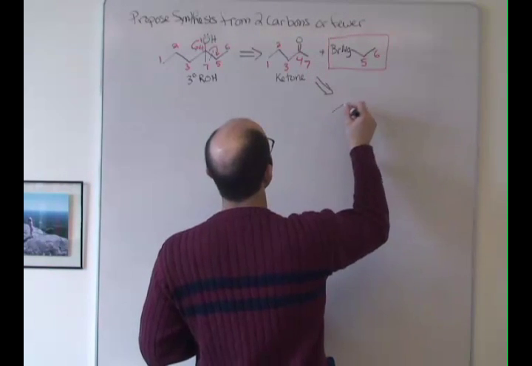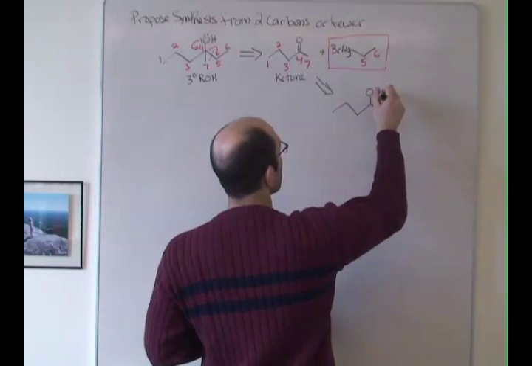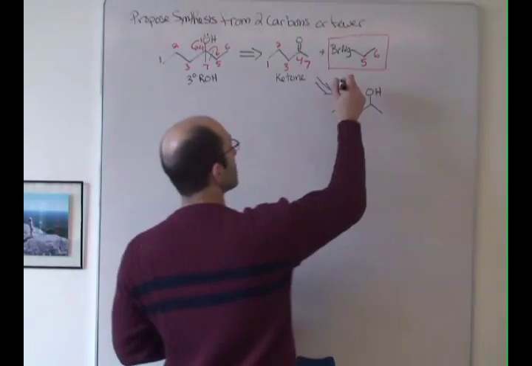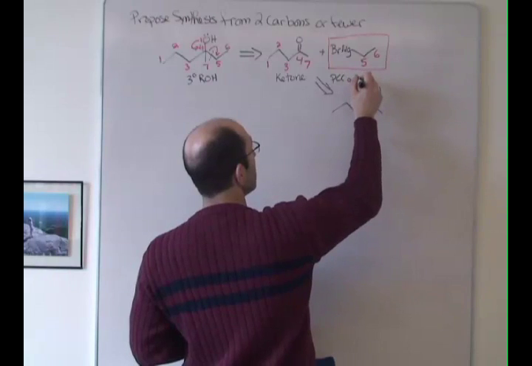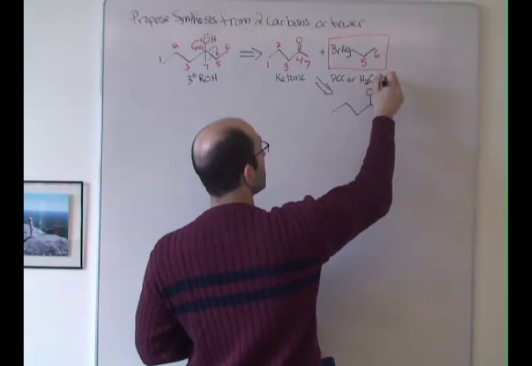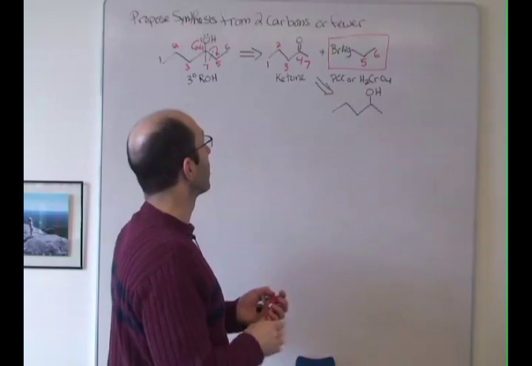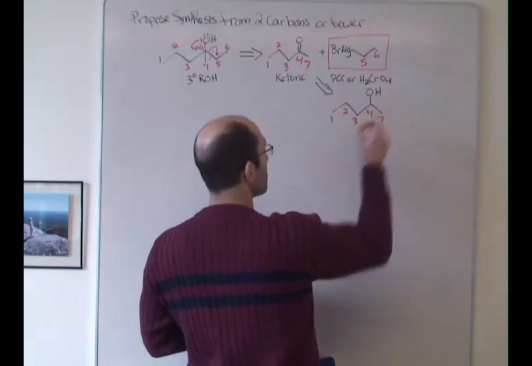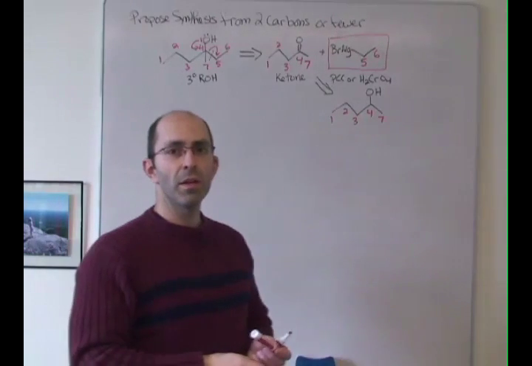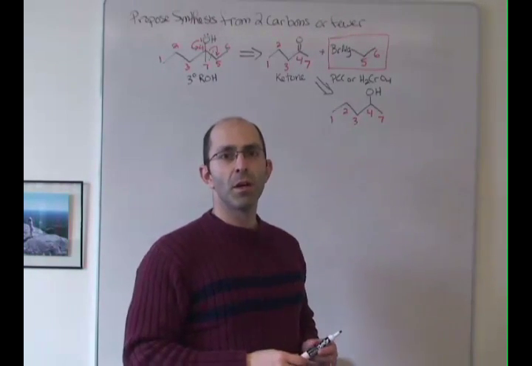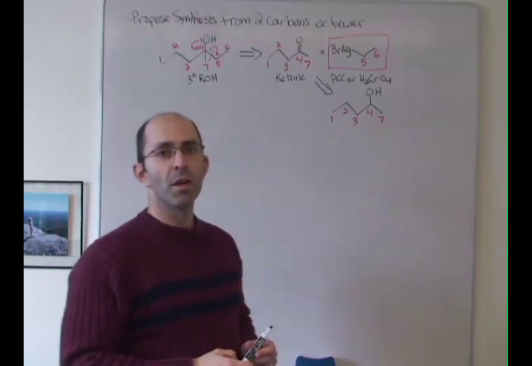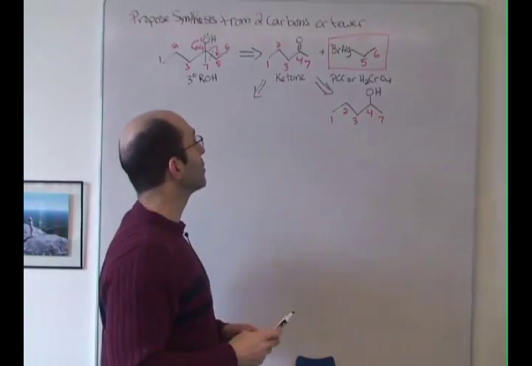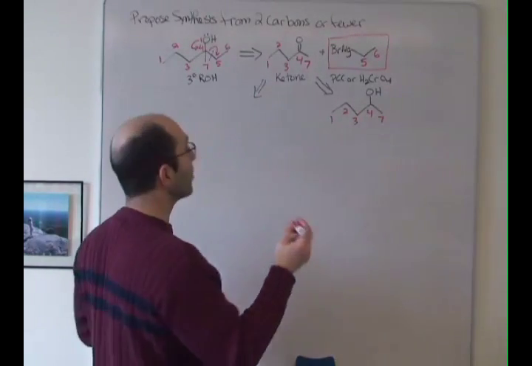So we definitely could think about something like that. And you could think about doing this. This is either PCC or chromic acid, okay? 1, 2, 3, 4, and 7. We can also make a ketone by doing a reaction of a carboxylic acid with 2 equivalents of an alkyllithium. So that might be a way to simplify this by breaking a carbon-carbon bond.